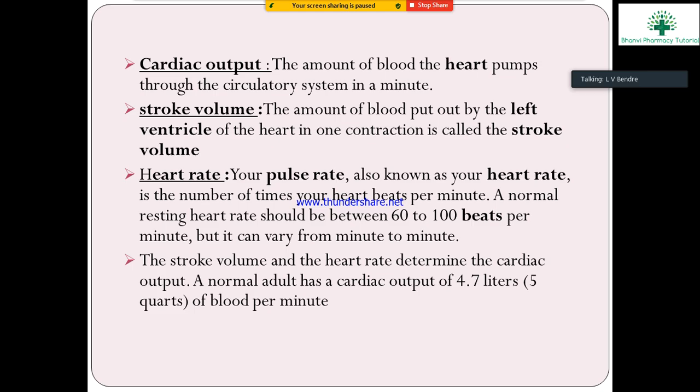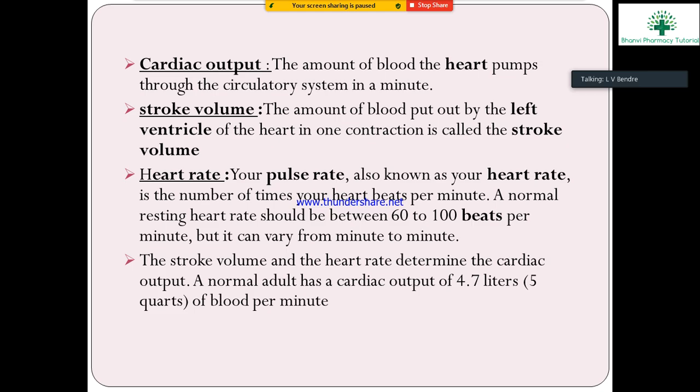They will easily ask for 4 marks or 3 marks, 2 marks or 4 marks maximum. The 4 definitions will be asked in the question, a 4 marks question. Okay, the first one, cardiac output. What is cardiac output? The amount of blood that the heart pumps through the circulatory system in a minute. Take 1 minute, that is the cardiac output.